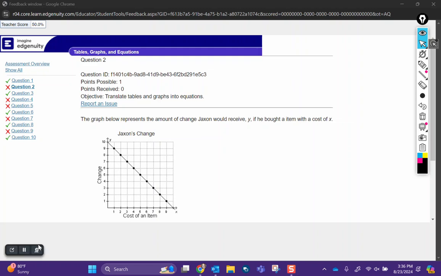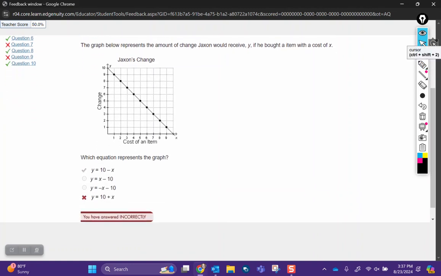I have your most recent quiz here, so I'd like to go over the questions that you missed. For question number 2, it says that the graph below represents the amount of change Jackson would receive, Y, if he bought an item with a cost of X. So here's the cost of the item along the X-axis, and this is the change he would receive from the purchase of that item.